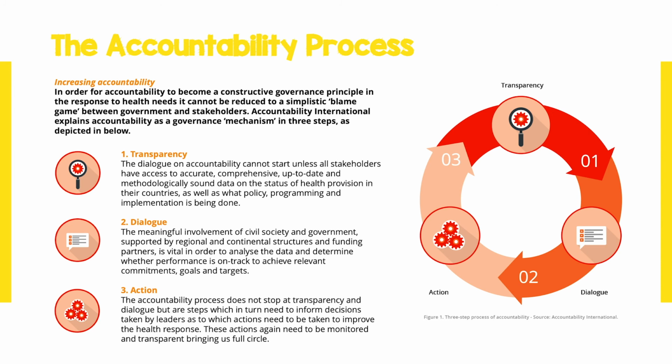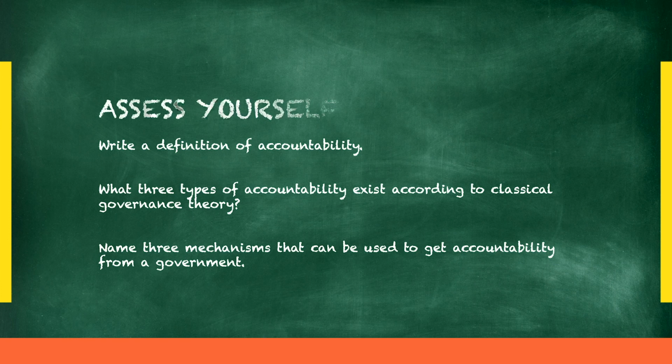The meaningful involvement of civil society and government, supported by regional and continental structures and funding partners, is vital in order to analyze the data and determine whether performance is on track to achieve relevant commitments, goals, and targets. Of course, the third key issue is action. The accountability process does not stop at transparency and dialogue, but these are steps which, in turn, need to inform decisions taken by leaders as to which actions need to be taken to improve the health response. These actions, again, need to be monitored and transparent, bringing us full circle.